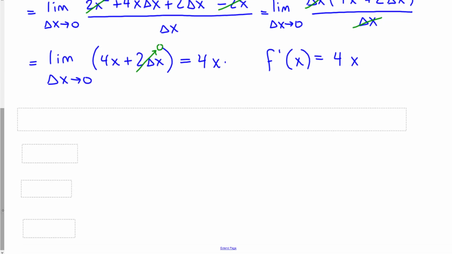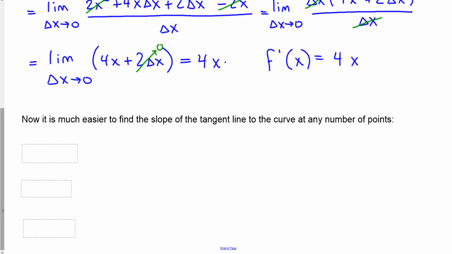So going back to the points that we had in the previous slide, here's all I need to do. If I want to find the slope of the tangent line at x equals -2, then I just need to find the derivative function evaluated at -2. So 4 times -2 is -8. That's incredibly much faster than going through an entire limit.